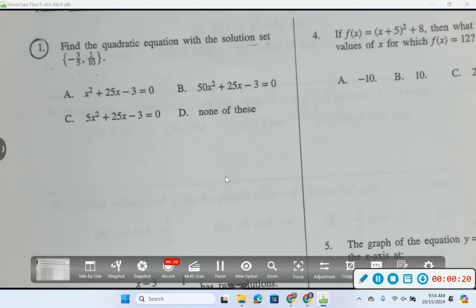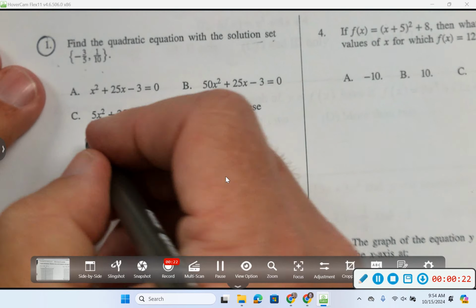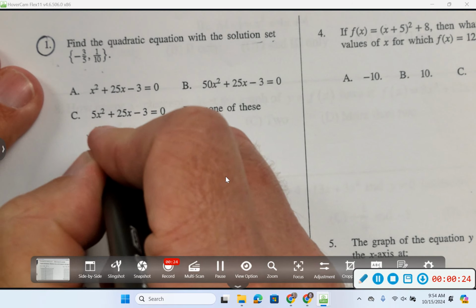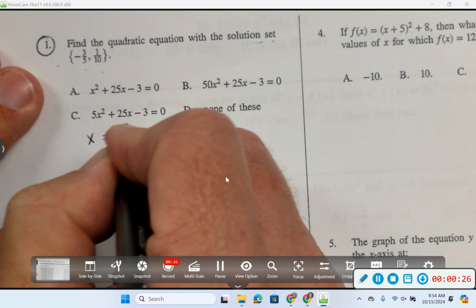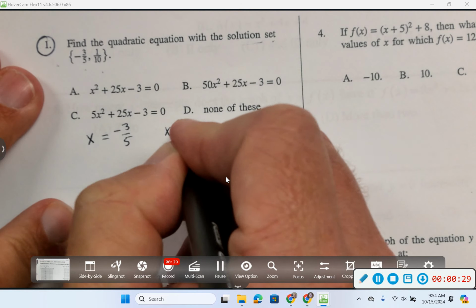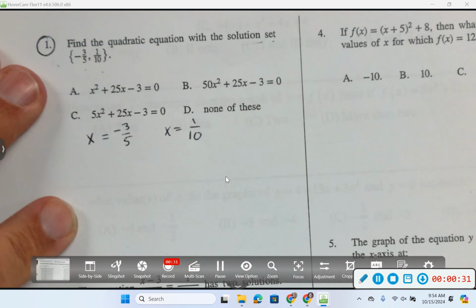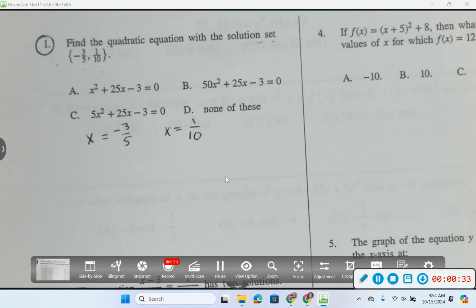Oh, so this is the backwards problem. We're working backwards. This is a Jeopardy question. X equals -3/5 and x equals 1/10, and I've got to work backwards to get to the factors to get to the equation.